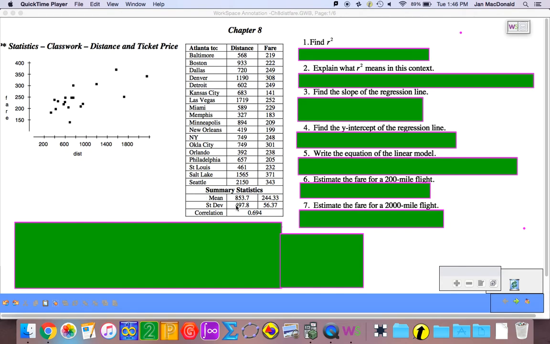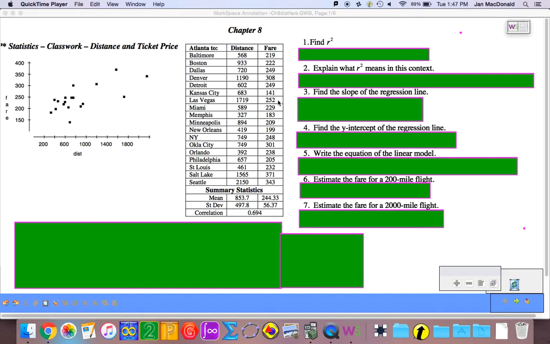So we have some summary statistics given. The average of the X's, the average distance traveled, is 853.7 miles. The average fare was $244.33. The standard deviation of the distance traveled would be 497.8 miles, and the standard deviation for the fare paid, $56.37. Our correlation coefficient, the R variable, R equals 0.694.